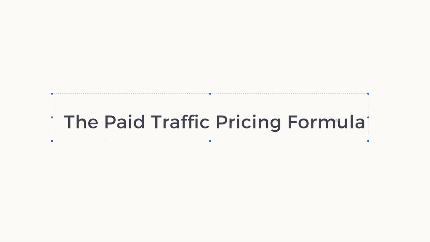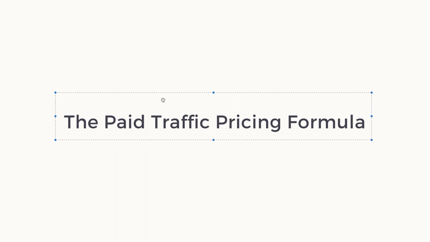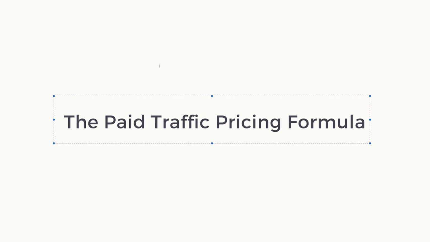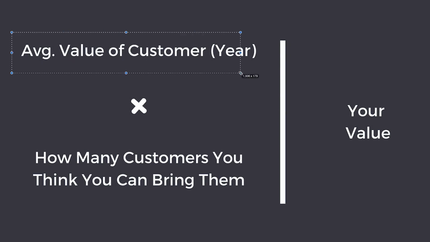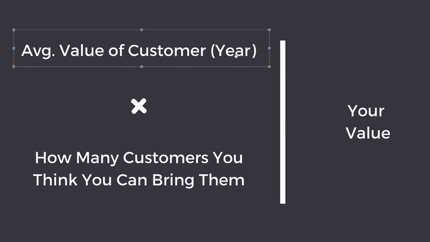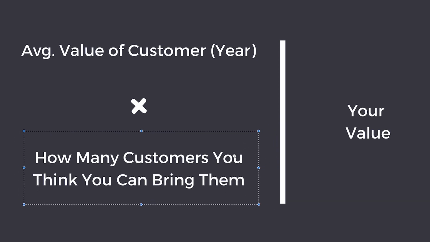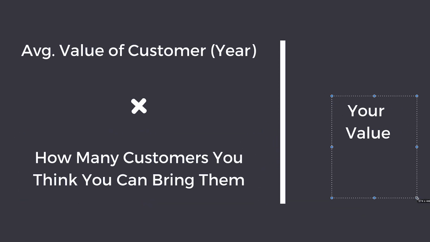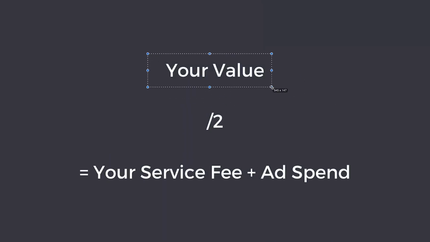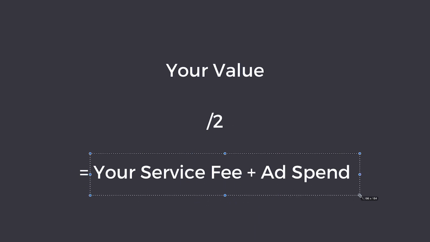By the way, guys, this is a simplified version, because if I got into the real thing and I broke everything down for you guys, it would take me an hour. Okay, so average value of a customer yearly times how many customers you think you can bring them monthly equals your value monthly. All right, now your value divided by 2 equals your service fee and ad spend.